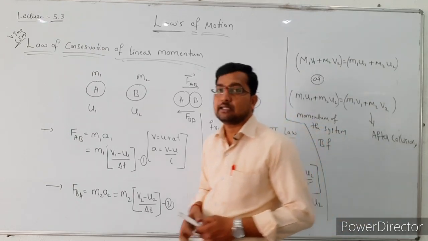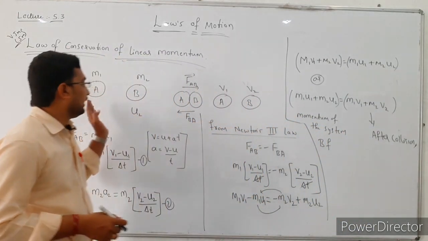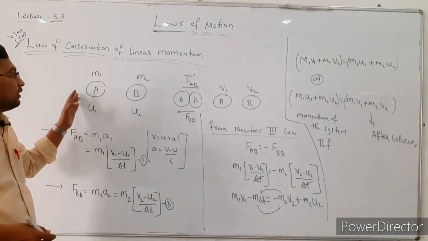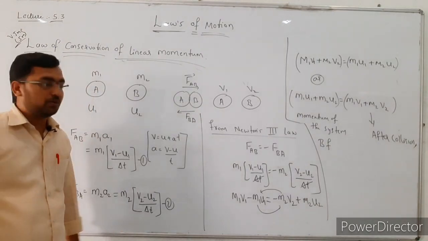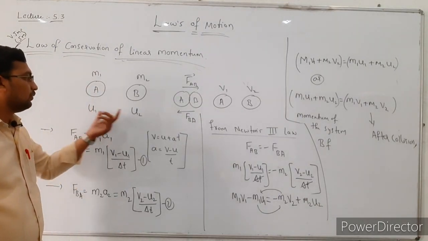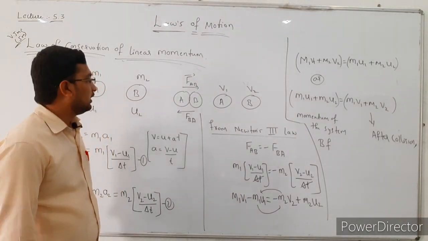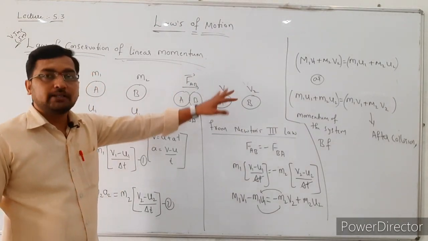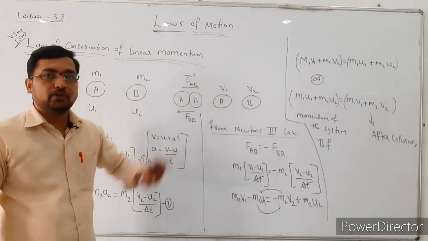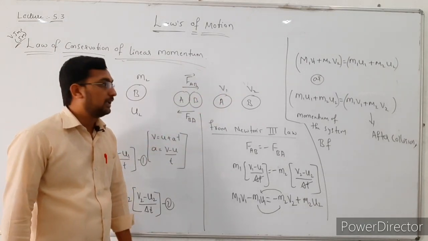In this case, we are considering two bodies, the first body A and the second body B. The mass of the first body is m1 and the mass of the second body is m2. The initial velocity of the first body is u1 and the initial velocity of the second body is u2. After collision, the velocities of these two bodies change to v1 and v2 in a short interval of time, that is del t.